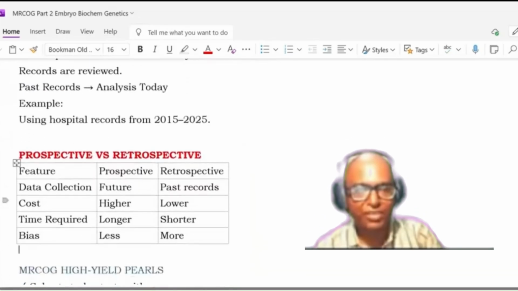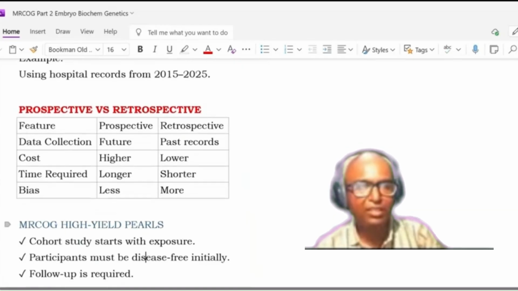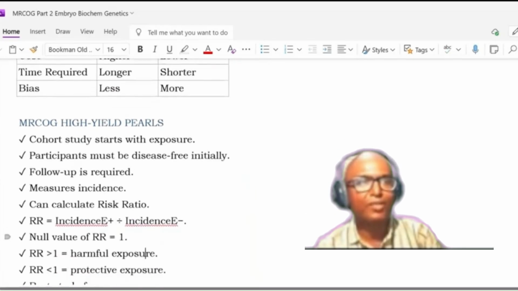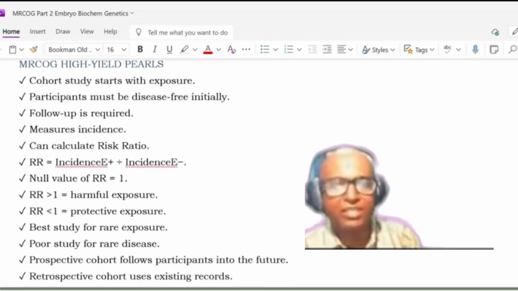Okay, so there is a difference between the prospective cohort and the retrospective cohort. Data collection is in the future for prospective, while it is from the past records for retrospective. The cost is higher in the prospective. It will require longer time and there are fewer chances of bias. While retrospective cohort has low cost, short time, and more biases. Okay, so points to remember as far as cohort is concerned. Cohort study will start with the exposure.